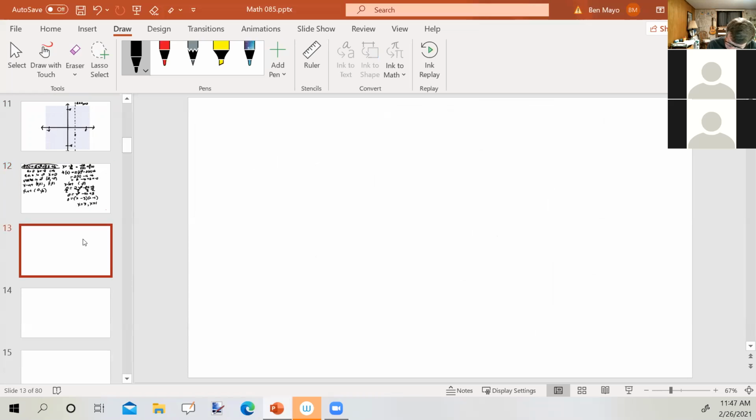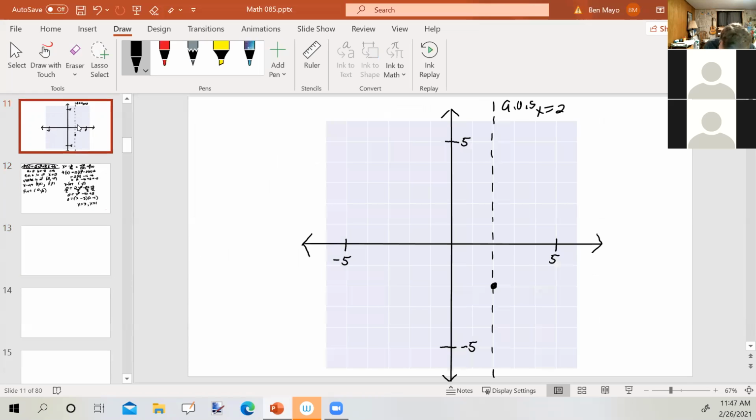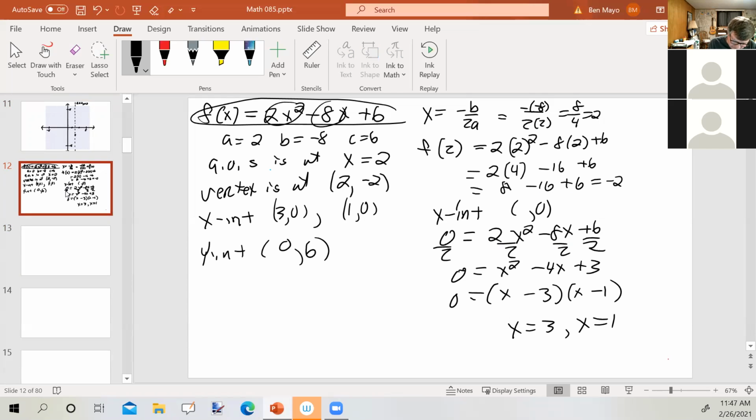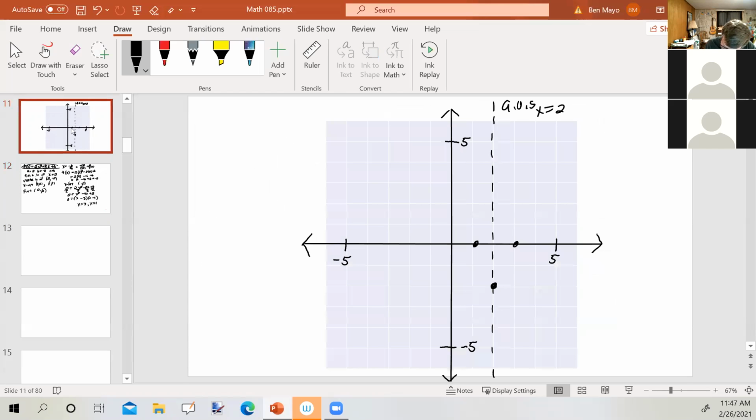Okay, let's see. We've got x-intercepts at (3, 0) and (1, 0), and a y-intercept at (0, 6). Now, that dotted line is the axis of symmetry. So in fact, I could take this point, and using the axis of symmetry, I could also get that point because it's the same distance, but on the other side. You see that?